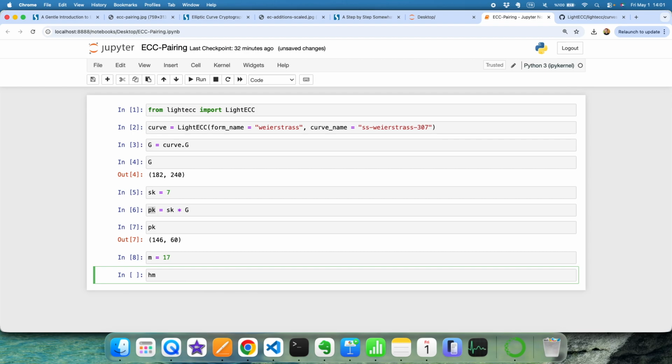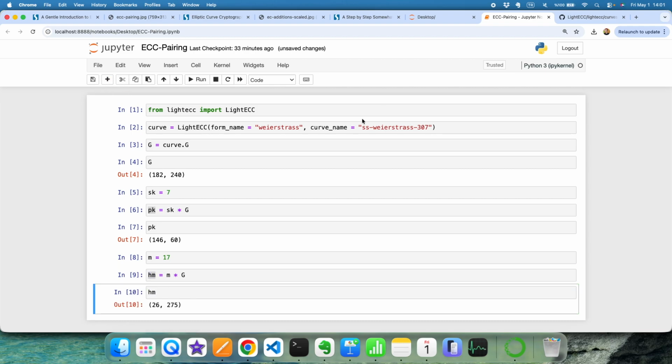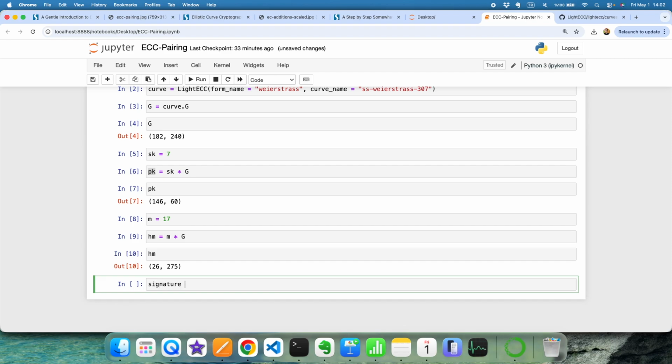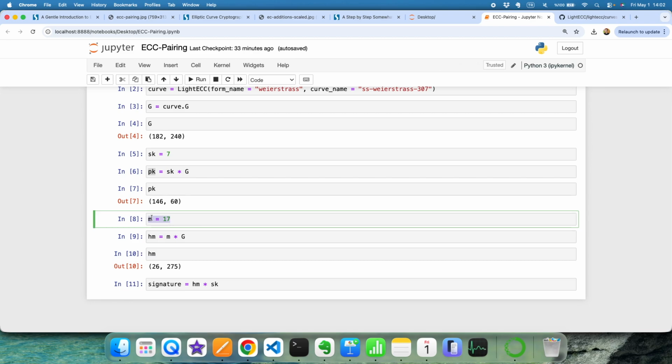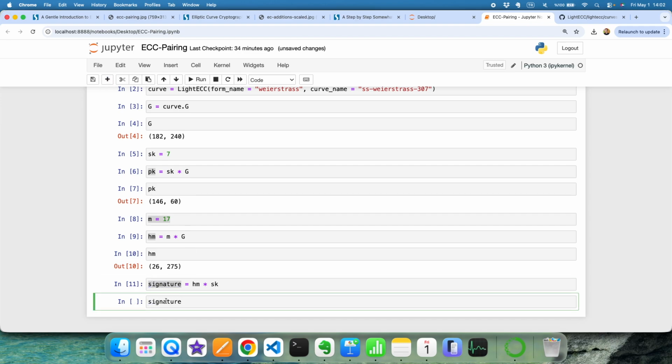I'm going to find HM. It's going to be the plain message times my base point G, and let's see what HM is. It's going to be another point on the curve, and the signature is going to be HM times my private key. Please notice that instead of using the plain message, HM is the corresponding point on the curve. We use that corresponding point instead of the plain message. So the signature is going to be the corresponding point times the private key. And let's see what the signature is.